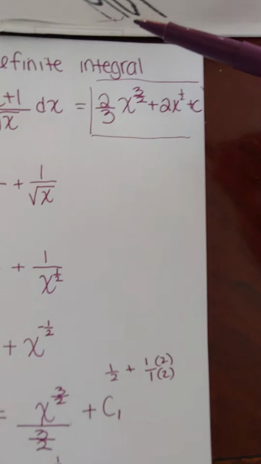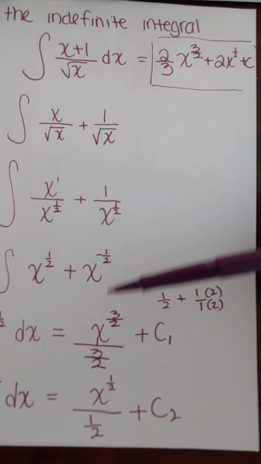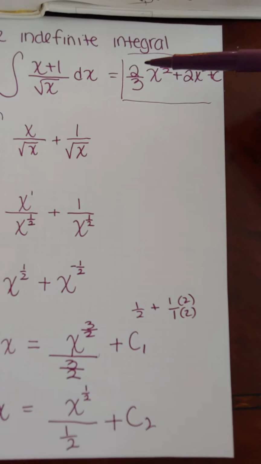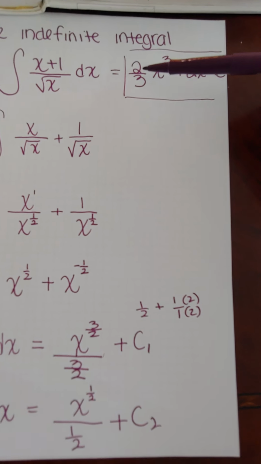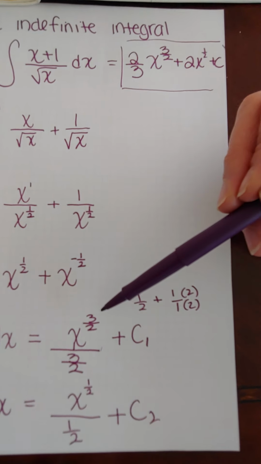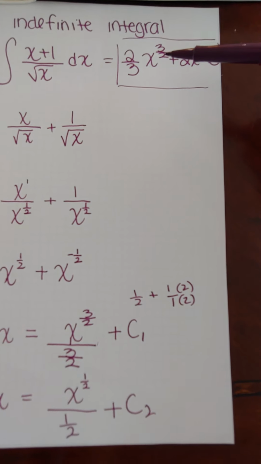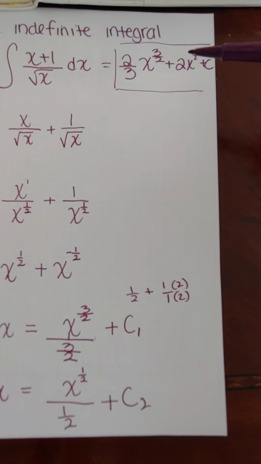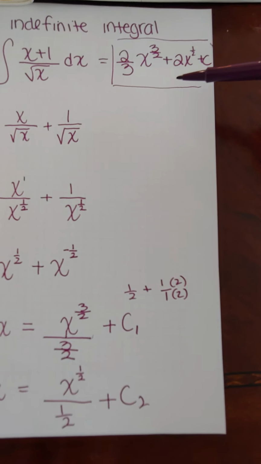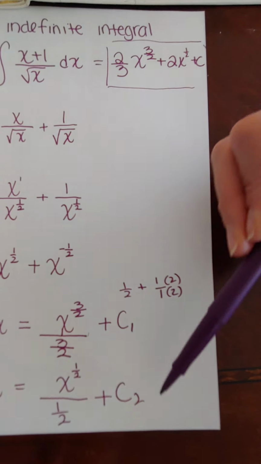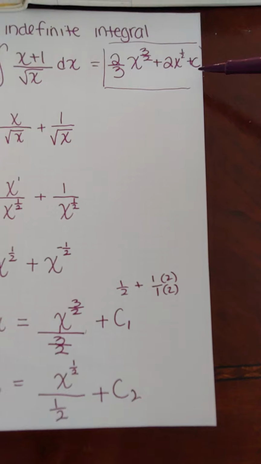Let me show you that one more time. So if you look back over here, when I divided by 3 over 2, it became times 2 over 3. I did not change the exponents at all. And when I divided by 1/2, it became times 2 over 1, which is just 2. I did not change the exponent at all. And then those two constants together just give me a new constant.